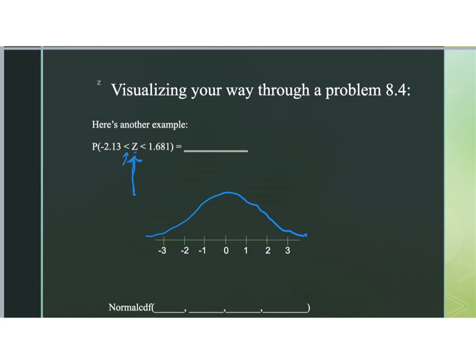One of the reasons why I like this particular notation, because there are other ways you can do it, is because it gives us the ability to visually see z in the middle of two boundaries. On the left, I have negative 2.13, and on the right, I have 1.681. And z is in the middle of those two numbers. So we have an upper boundary over here and a lower boundary over here. When z is in the middle like that with two less than symbols, that means what we want to shade is the area in between the two.